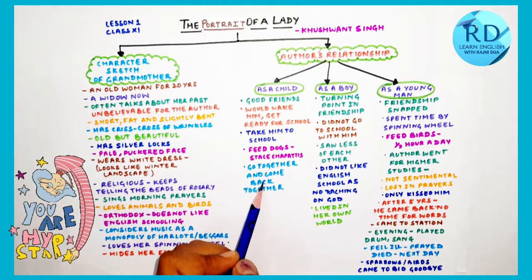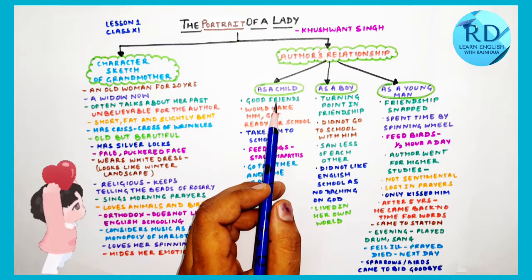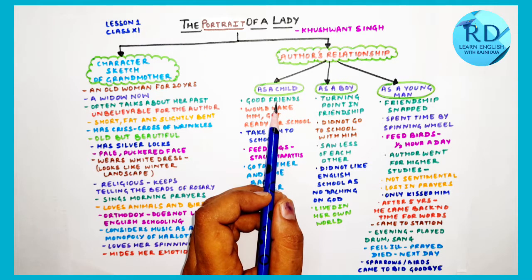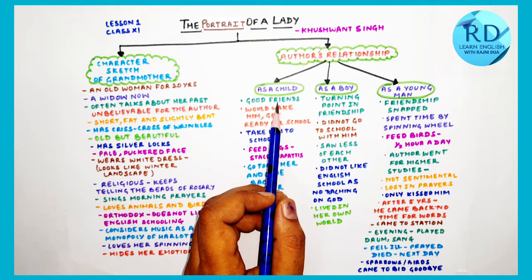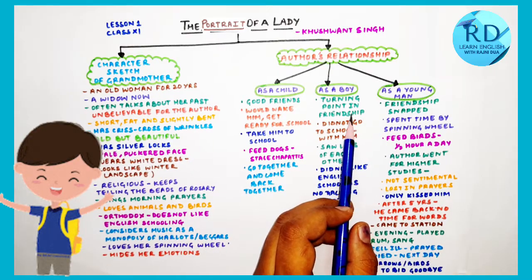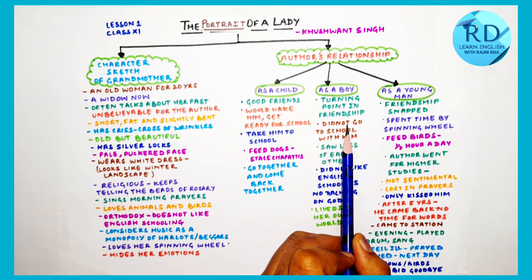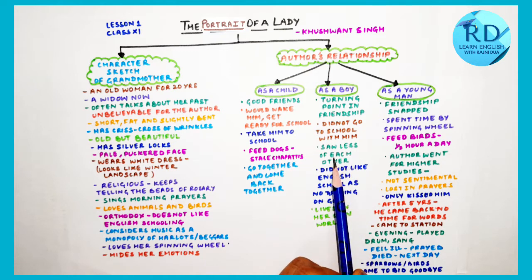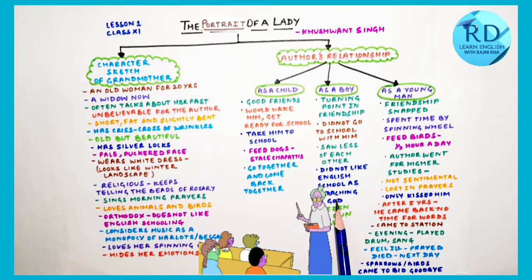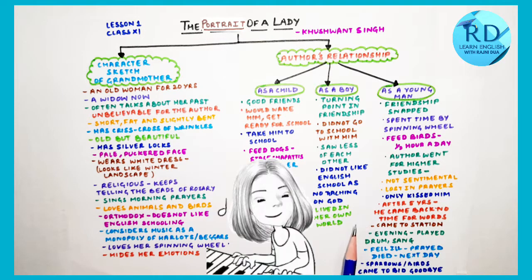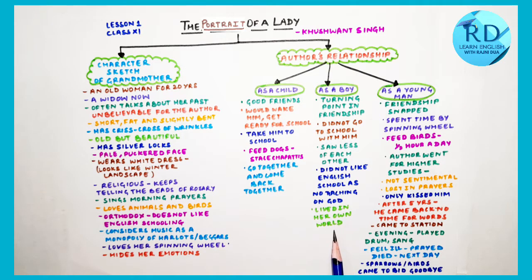They would go together and they would come back together. So there was a strong bond shared by both of them as a child, because the author's parents were not there in the village. So grandmother and the author were very close to each other. But as a boy, he shifted to the town along with his parents, and there came a turning point in their friendship. They no longer got time to spend with each other. They would also not go to school together. He would go in a motor bus, and they would see less of each other as the author got busy. And she did not like his English schooling, as we have discussed earlier, because it didn't teach about God and scriptures. And she was very disturbed when he was even taking music lessons. And she lived in her own world. She showed her disappointment by not speaking at all.